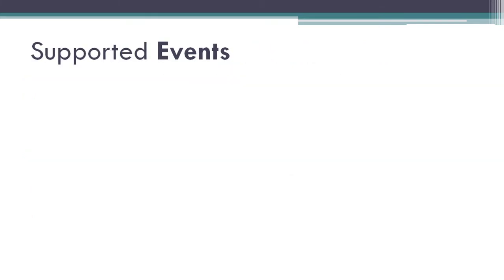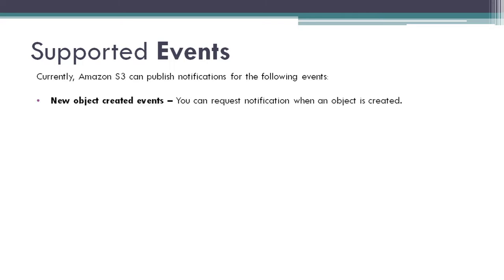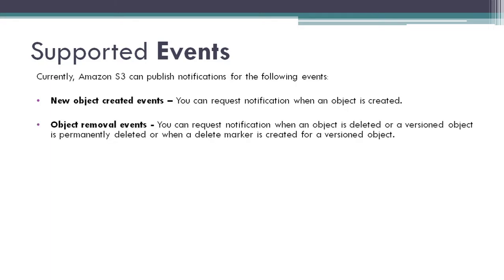Moving ahead, what are the supported events? Currently, Amazon S3 can publish notifications for the following events. New object created event: you can create a notification when an object is created. While configuring, you can select this event, so you will get notified whenever a new object is created. Object removal events: you can request notification when an object is deleted, or a versioned object is permanently deleted, or when a delete marker is created for a versioned bucket.